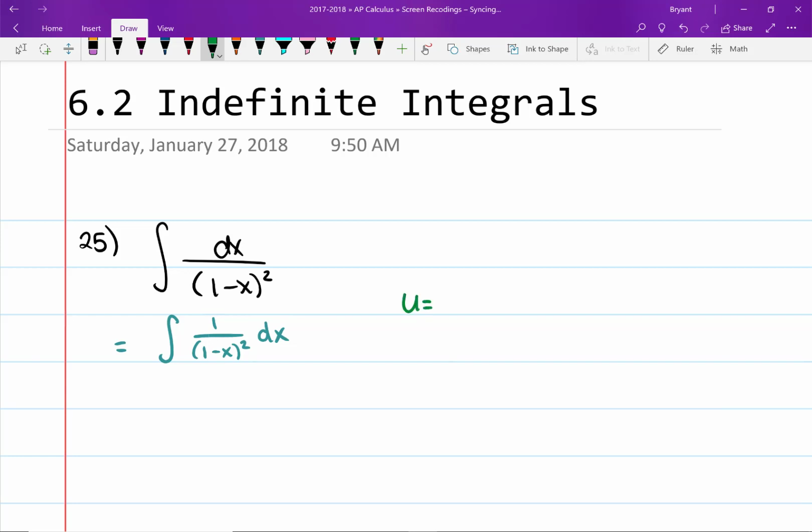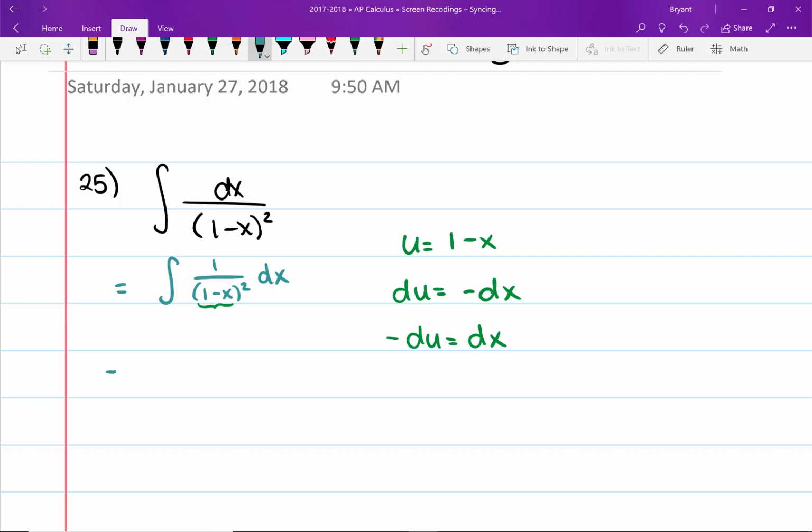I'm going to let u equal the inside of that parentheses, 1 minus x. I take the derivative of both sides, and I get du is equal to negative dx. From here, I don't need a negative dx, I just need a positive dx. So I'm going to multiply both sides by negative 1 to get negative du equals dx. Now I'm going to rewrite my integral using my u sub. This is going to be the integral of 1 over u squared times a negative 1 du. So this is negative the integral of u to the negative 2 du.